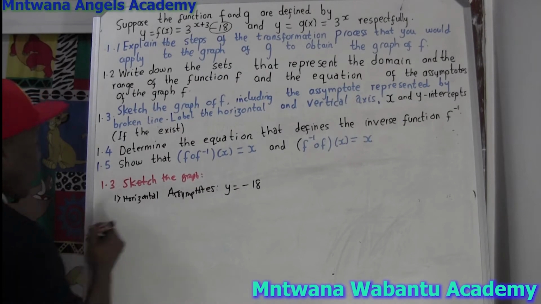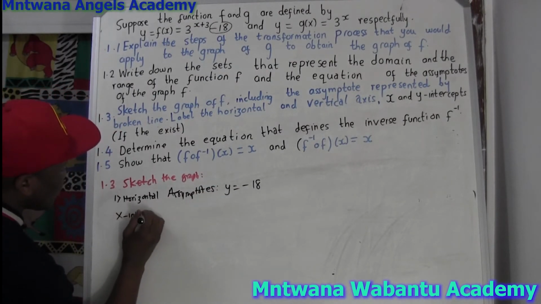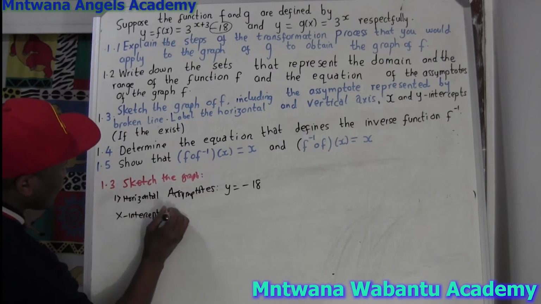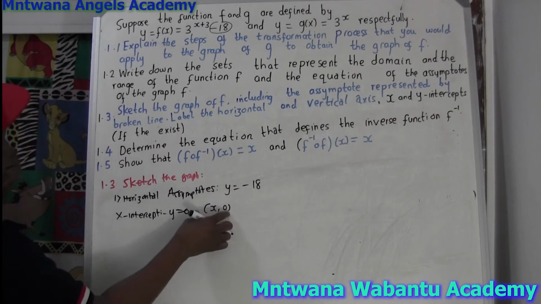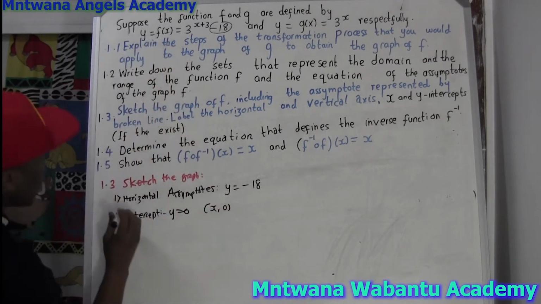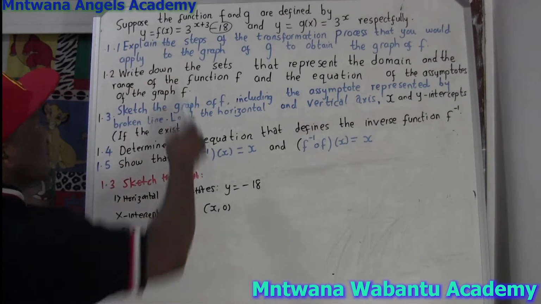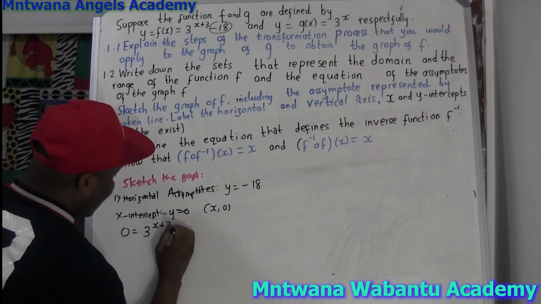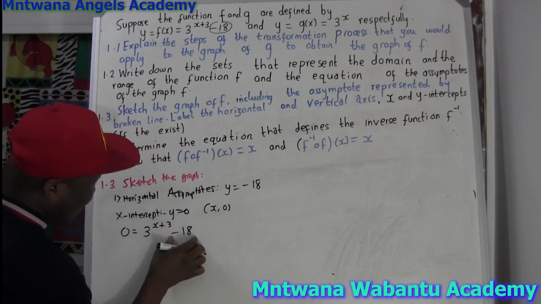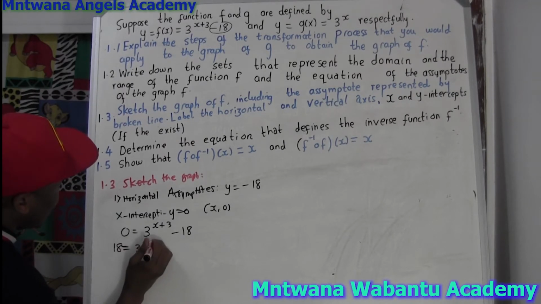Let's start with the x intercept. For the x intercept, we know y equals 0. So we take this and put it here: y equals 0 means 0 equals 3^(x+3) - 18. The -18 goes over, so positive 18 equals 3^(x+3).